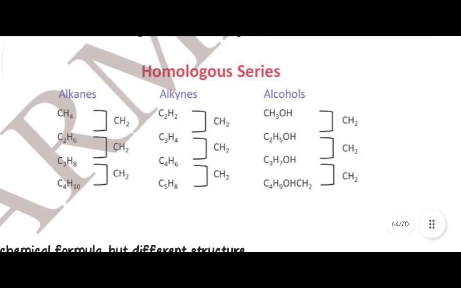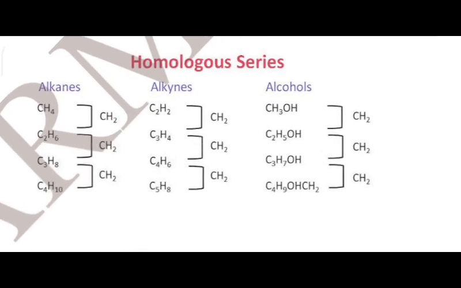Homologous series: alkanes, alkynes, alcohols. Alkanes: CH4, C2H6, C3H8, C4H10, differing by CH2. Alkynes: C2H2, C3H4, C4H6, C5H8, differing by CH2. And alcohols: CH3OH, C2H5OH, C3H7OH, C4H9OH, differing by CH2.